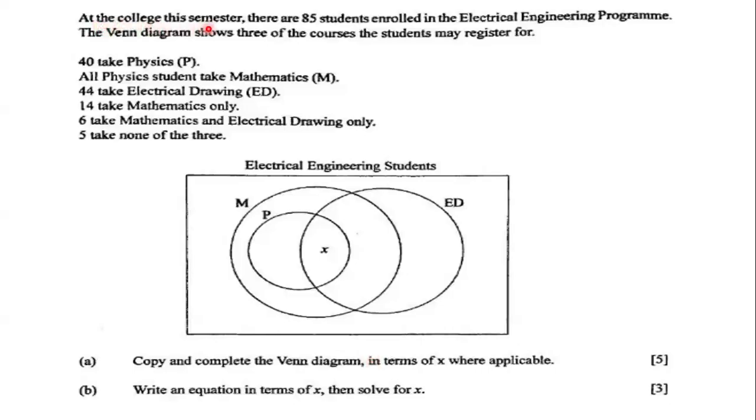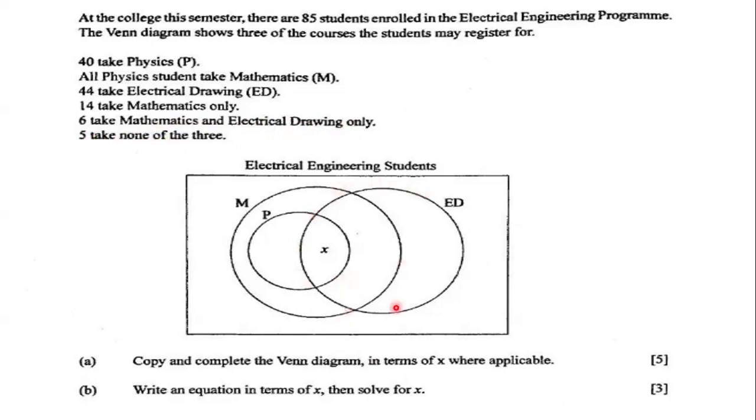At the college this semester, there are 85 students enrolled in the electrical engineering program. The Venn diagram shows 3 of the courses the students may register for. 40 take physics, which is P. All physics students take mathematics, which is M. 44 take electrical drawing, which is ED. 14 take mathematics only. 6 take mathematics and electrical drawing only. And 5 take none of the 3.